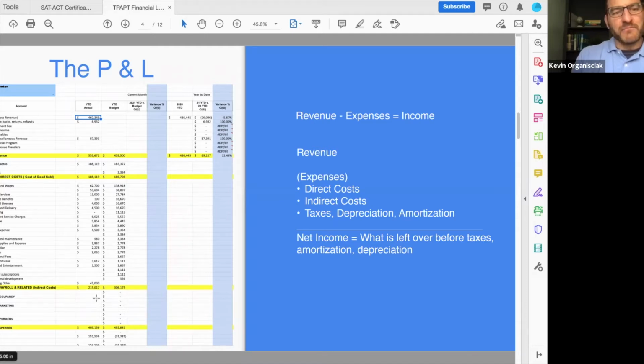By reducing the revenue number here, the net revenue number, by all these expenses, we get to this net income or EBITDA, so earnings before income tax, depreciation, and amortization. Hopefully that's not too confusing, but I want to stop and see if you have any questions about the terminology.